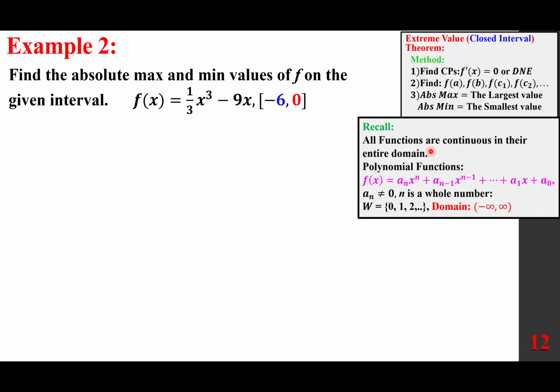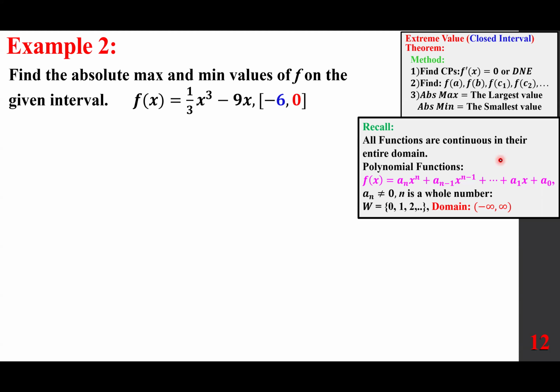So for polynomial functions, which are in the form of f of x equals a sub n x to the power of n plus a sub n minus 1 x to the power of n minus 1 all the way to a sub 0, where a sub n x to the power of n is called the leading term, a sub n is called the leading coefficient, can't be 0, and n, the exponent, is a whole number that is the degree of the polynomial. By whole numbers, we mean 0, 1, 2 to infinity. The domain is all real numbers. A lot of information here reminding you of what we have learned in algebra.